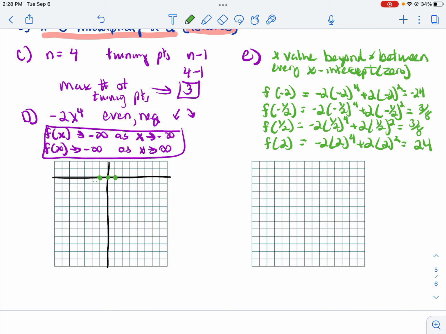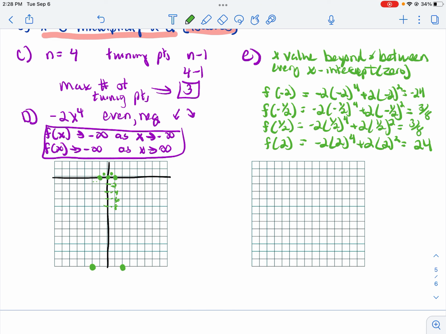Negative 2, negative 24. So I'm going to count by 2s: 2, 4, 6, 8, 10, 12, 14, 16, 18, 20, 22, 24. I don't have to go all the way down, but it ends up here at the very end. So at negative 2 on the x-axis, I'm down to negative 24. And then at positive 2 on the x-axis, I'm down to negative 24. And then at 1/2, I'm at 3/8, just a tad up here.